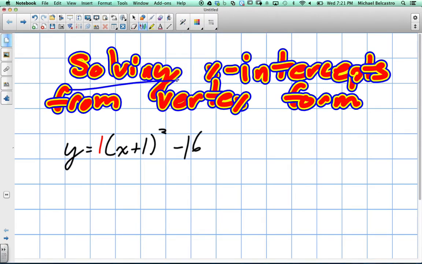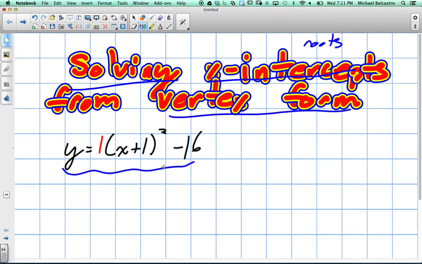Okay, we're going to work on solving x-intercepts. You see a lot of times they're called roots, okay, x-intercepts from vertex form. So this is in the vertex form of a trinomial, okay? This is a quadratic function.